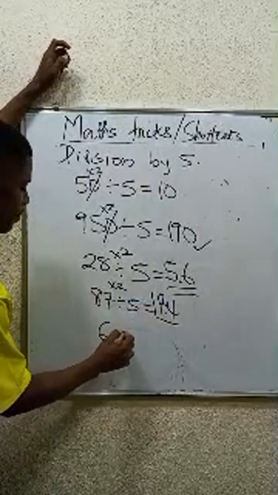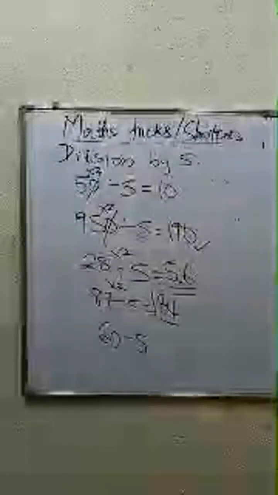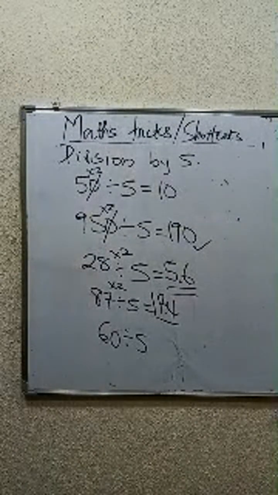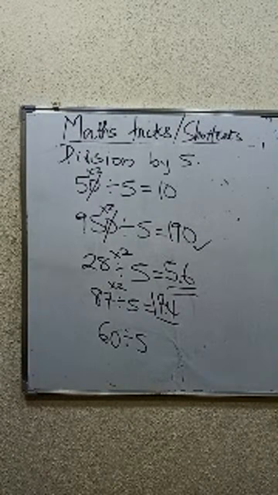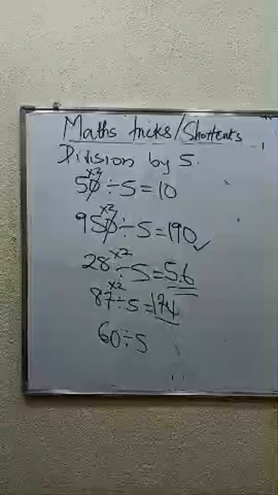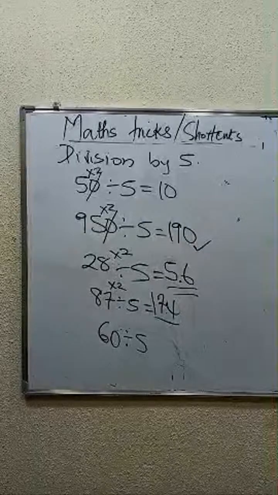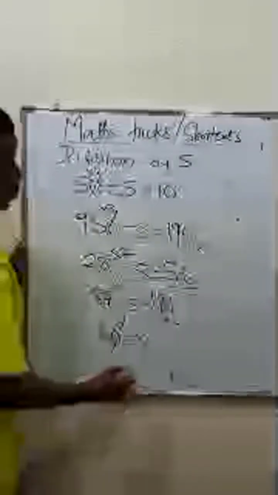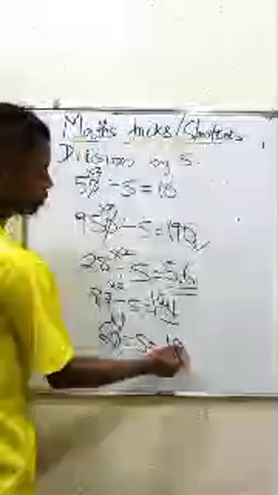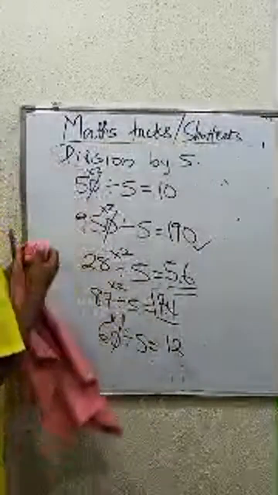I want you to try this one. Divide 60 by 5. Let us know the answer in the comments. Use the method. If you divide 60 by 5, all you have to do is cancel the 0 and multiply 6 by 2, giving you 12.